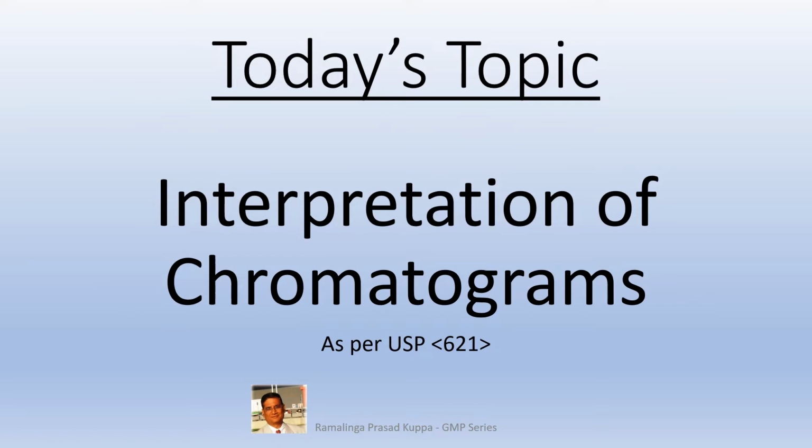Today's topic is interpretation of chromatograms as per USP chapter 621. Interpretation of chromatograms is the most critical part of chapter 621 of USP. In this video, let us understand some of the typical parameters and their intent in getting reliable results in HPLC analysis.